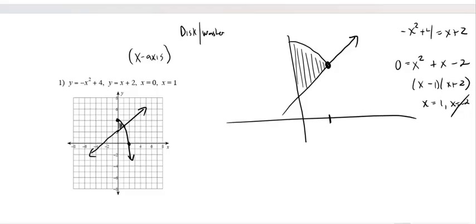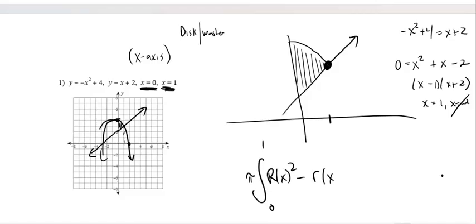I'm not worried about negative 2 because I'm asked to rotate around the line x equals 0. Oh, x equals 1. They're telling us that. So we didn't even have to, but we can figure out where the region is bounded. And then it's not really bounded back here, but they're telling us to go from 0 to 1. Okay? So I go from 0 to 1. I got pi. And I got big R squared minus little r squared. There's your formula. And then I just have to figure out which is which.